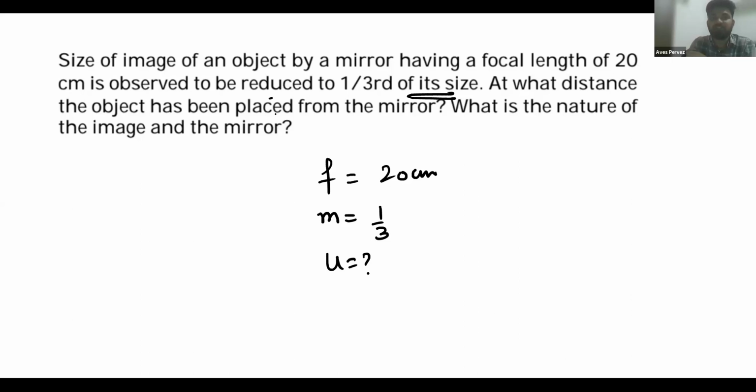So what is being said here: the size of the image of an object by a mirror having a focal length of 20 centimeters is observed to reduce to 1/2 size. Now, do you think that it can be a concave mirror or a convex mirror? How many of you can give me this answer?